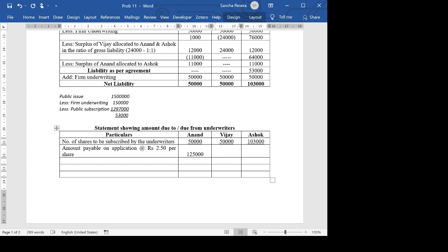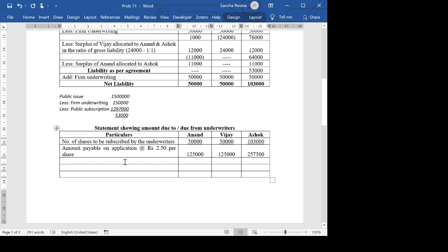Then here we have 1,25,000 because it's the same. And here we have 1,03,000 into 2.50, which comes to 2,57,500. Just check that. 2,57,500. Yes. We know that out of this, they've already paid on firm underwriting because these shares include firm underwriting as well.